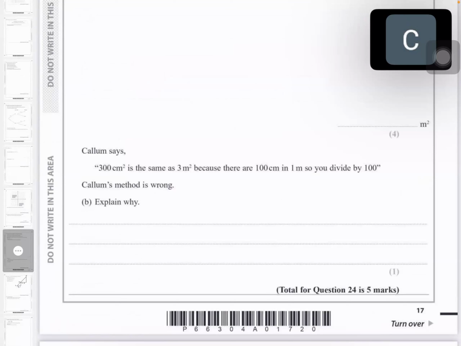Okay. 300 cm squared is the same as 3 meters squared, because there are 100 centimeters in 1 meter. Callum's method is wrong. Reply why. Well, so what do you think about this question? It looks funny, but well, I want to know what you think about it.